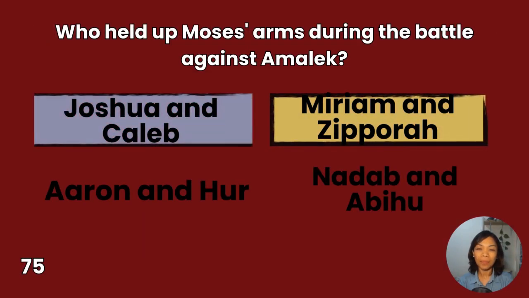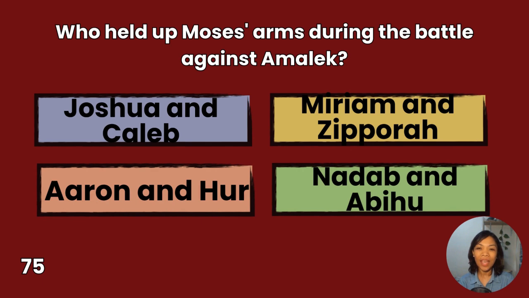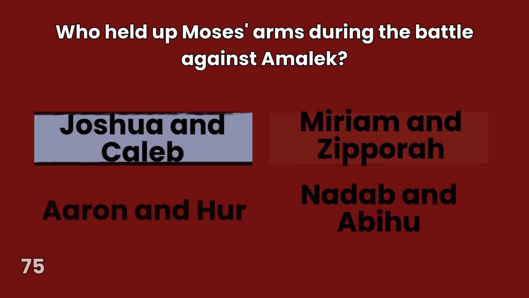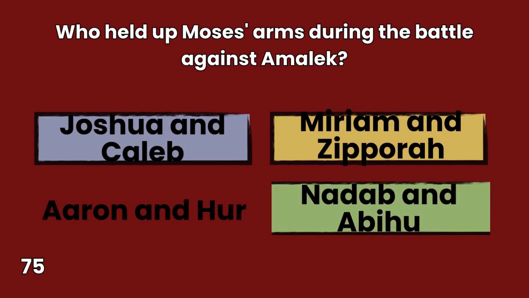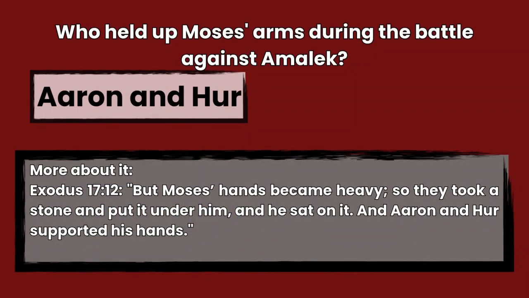75. Who held up Moses' arms during the battle against Amalek? Joshua and Caleb, Aaron and Hur, Miriam and Zipporah, Nadab and Abihu. You have 10 seconds to answer. The answer is Aaron and Hur, Exodus 17:12. But Moses' hands became heavy, so they took a stone and put it under him, and he sat on it, and Aaron and Hur supported his hands.